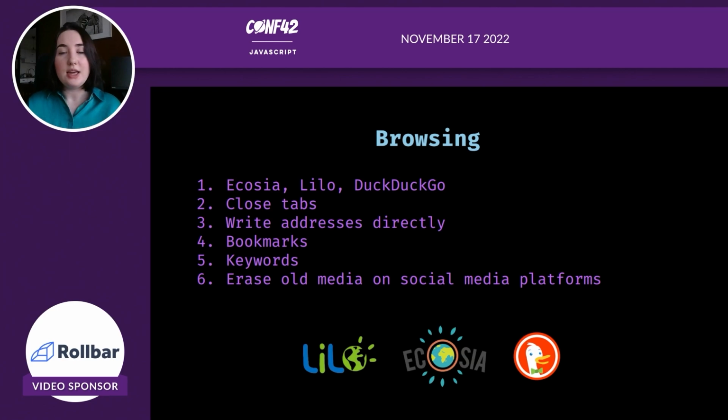When it comes to browsing, there are some alternatives to Google, our most favorite search engine. For example, there are search engines like Ecosia or Lilo, which are more eco-friendly, let's say. And there is also DuckDuckGo, which is much more ethical. Another factor is closing tabs, because if they remain open, they still have a connection with the servers. If you remember the address, write it directly in the tab. Think about marking some of your favorite pages by adding bookmarks and rethink the keywords that you use. It's also important to erase from time to time your old media on social media platforms.